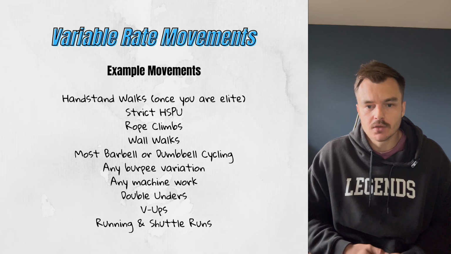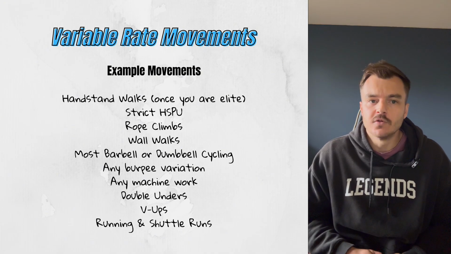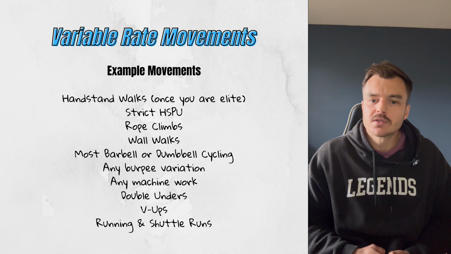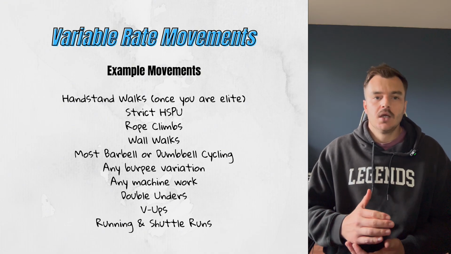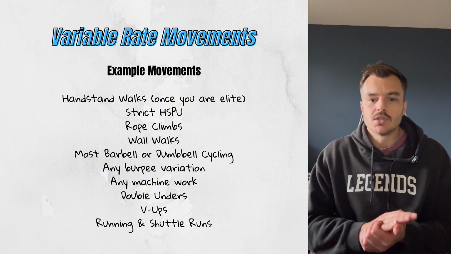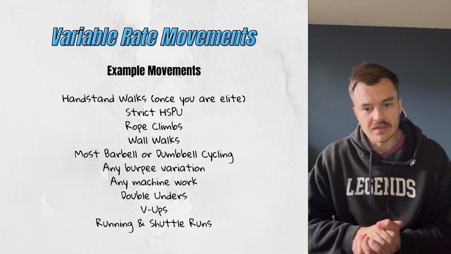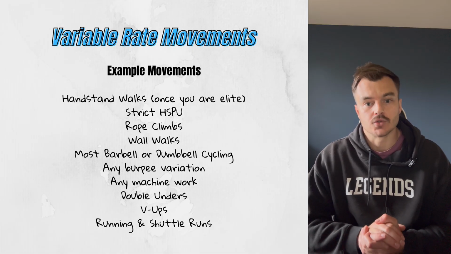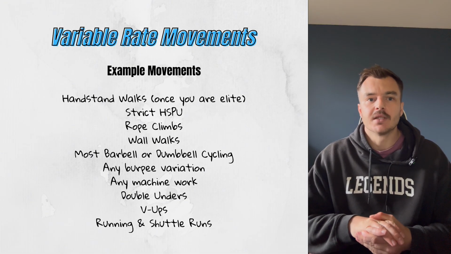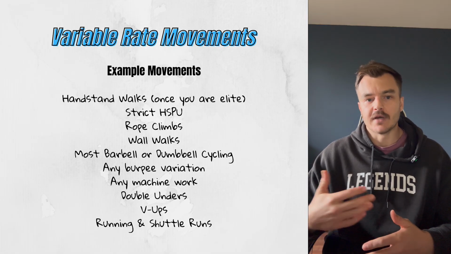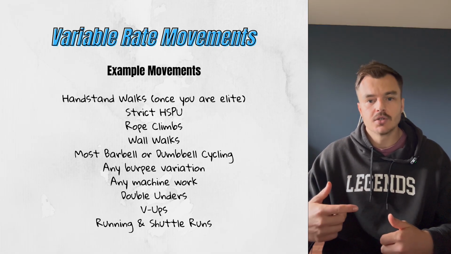Strict handstand push-ups are a good example of a variable rate movement. That one's funky because it might not seem like it at first, but when you look at the fact that what's going to allow you to do faster handstand push-ups and also denser sets of handstand push-ups is your strength, right? And so that's something that as you increase your strength, you will be able to do the movement faster. You'll be able to cycle a strict handstand push-up faster.